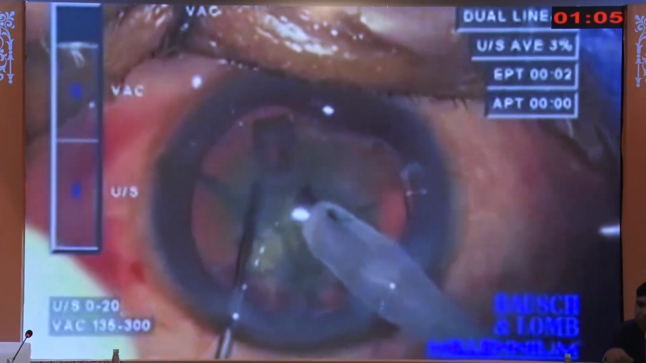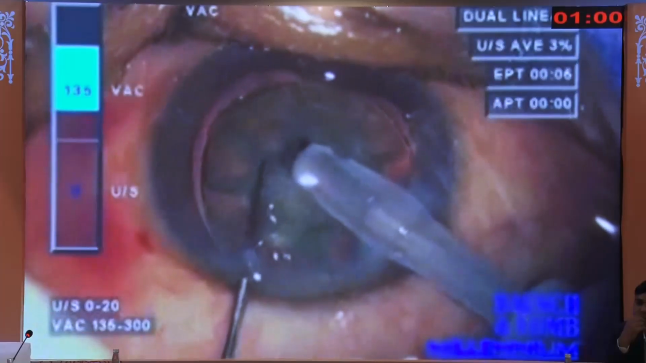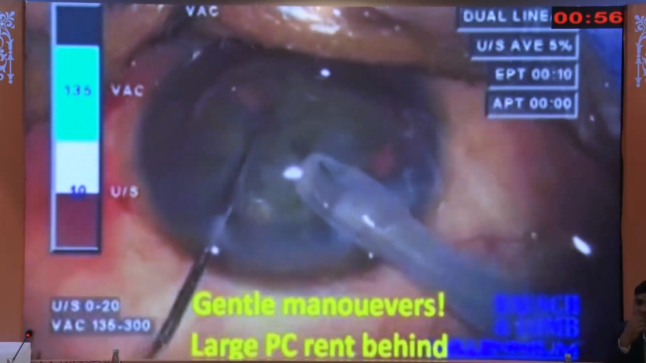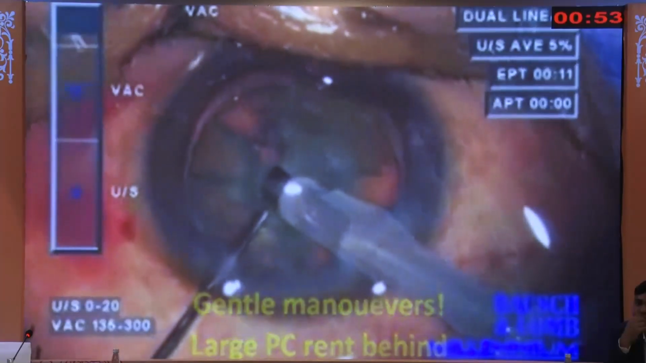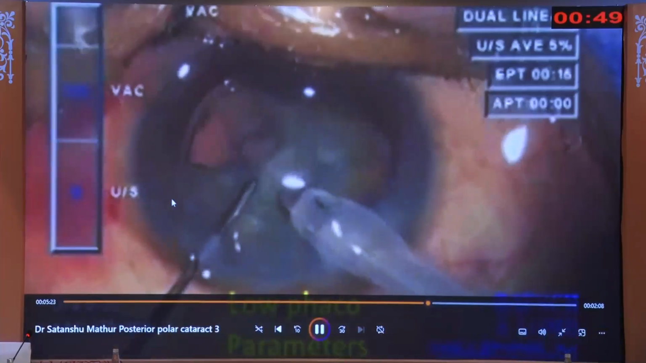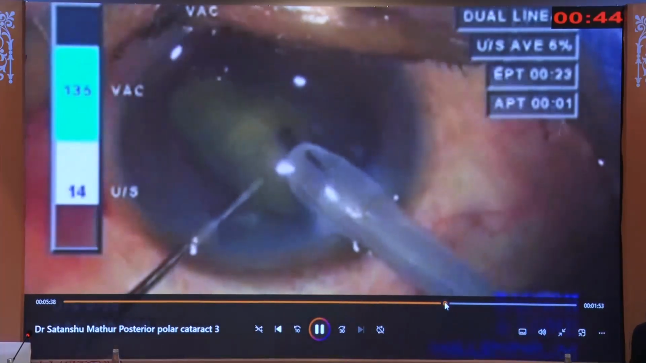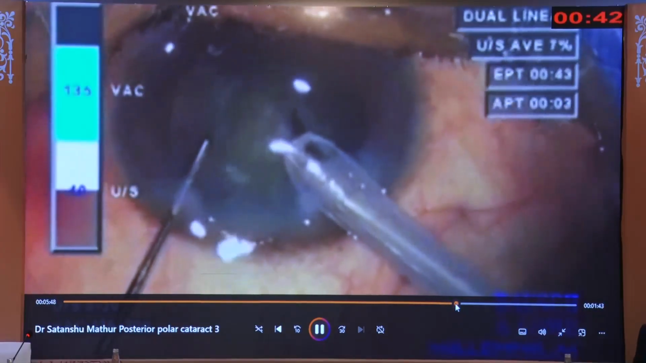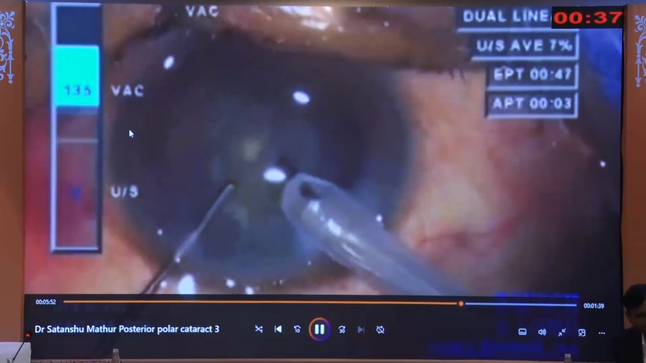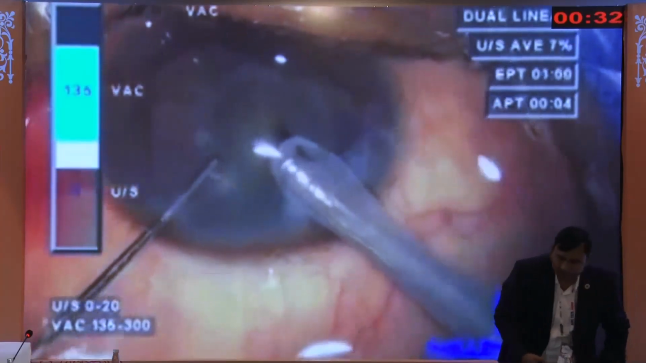Try to do maximum chopping from the same point, holding at one point and chopping at a different point. Gentle maneuvers, because we have already seen on the slit lamp that there is a large PC rent behind. So we are fast forwarding it. You should have patience in such cases because you do not have such cases daily in the OT. You have them once in a while. You should give double the normal time in all these cases.